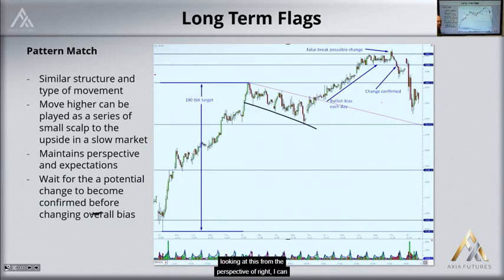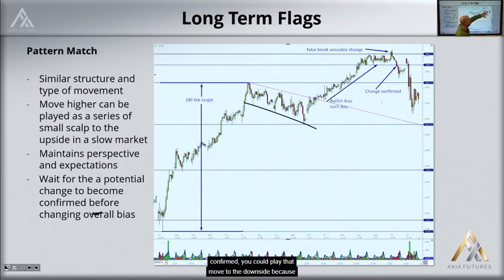And then you're looking at this from the perspective of, right, I can remain bullish until I see a change. And what ends up happening here is once you've moved higher, we get this sort of sideways range structure. I'll talk about ranges in a little bit. That fails to the upside. Now your mind can change a little bit. Now you go back to being a bit more neutral on what's going on. And then once the range breaks to the downside, the change is confirmed.